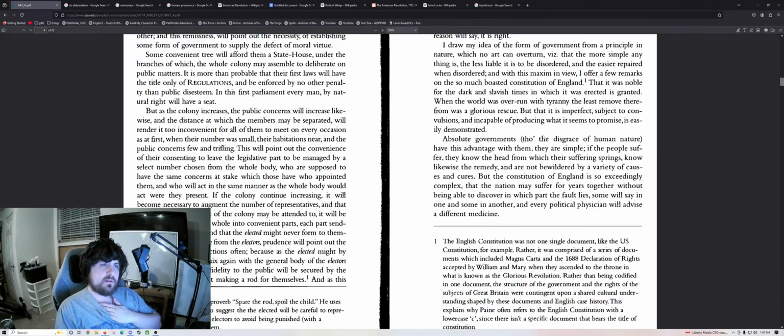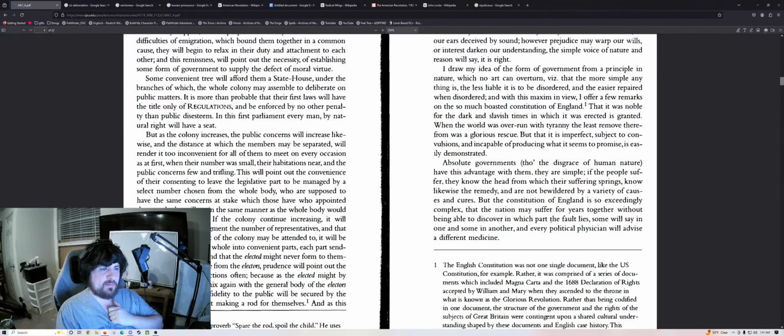Absolute governments, though the disgrace of human nature, have this advantage. With them, they are simple. If their people suffer, they know the head from which their suffering springs, know likewise the remedy, and are not bewildered by the variety of causes and cures. By the Constitution of England, it is so exceedingly complex that the nation may suffer for years together without being able to discover in which part the fault lies. Some will say in one and some in another, and every political physician will advise a different medicine.